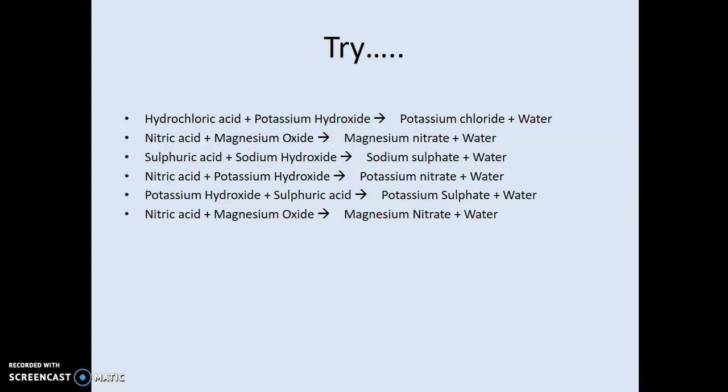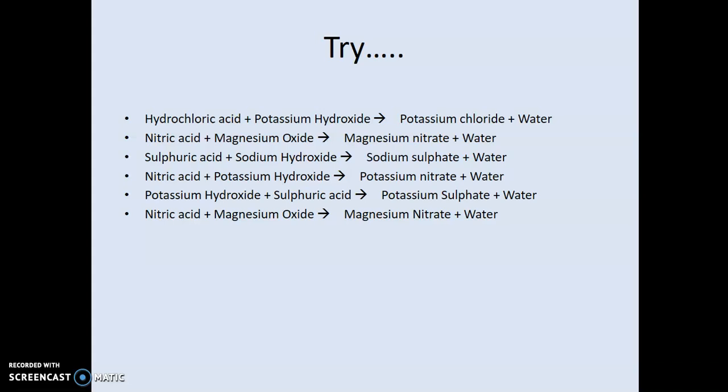Nitric acid plus potassium hydroxide will give you potassium nitrate plus water. Potassium hydroxide and sulfuric acid will give you potassium sulfate plus water. You will notice the plus water part is getting repetitive because water is always formed. And nitric acid plus magnesium oxide will give you magnesium nitrate plus water. Well done, I'm sure you got all of them correct.